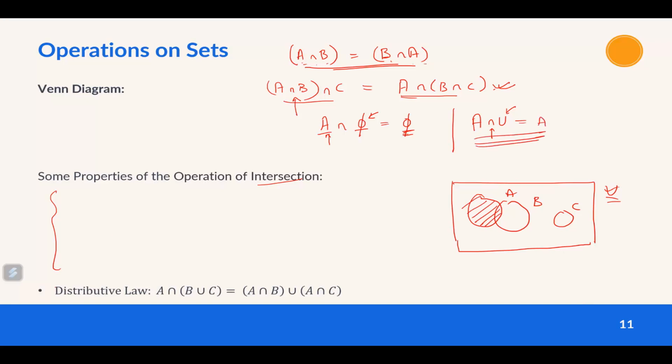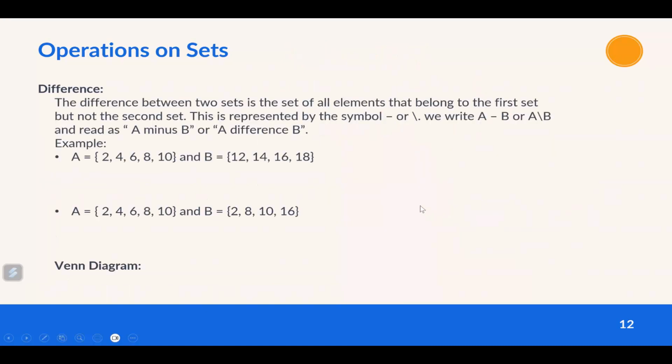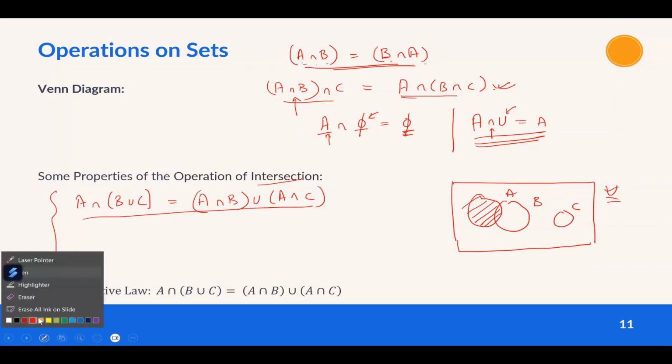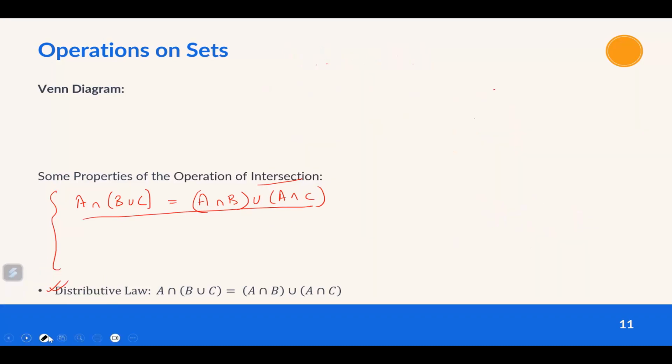Okay. Now the last property is the distributive property. It says that if you have set A intersection B union C, it will be the same as A intersection B union A intersection C. You can see this very clearly with a Venn diagram. So let me erase this and I'll show you how we can understand this using a Venn diagram. So suppose we have three sets.